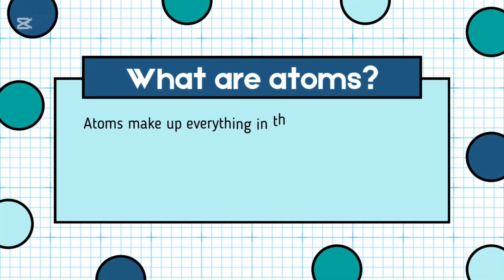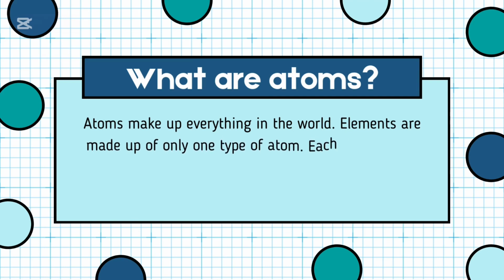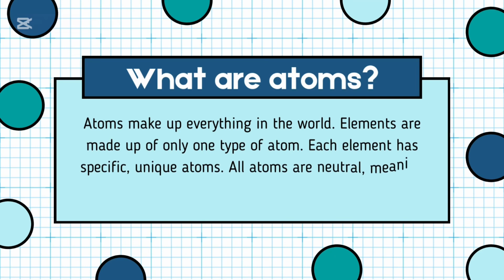What are atoms? Atoms make up everything in the world. Elements are made up of only one type of atom. Each element has a specific, unique atom. All atoms are neutral, meaning that they have no overall charge.